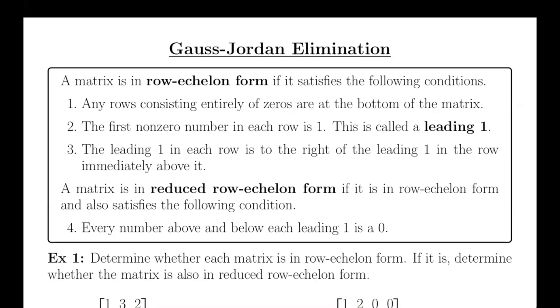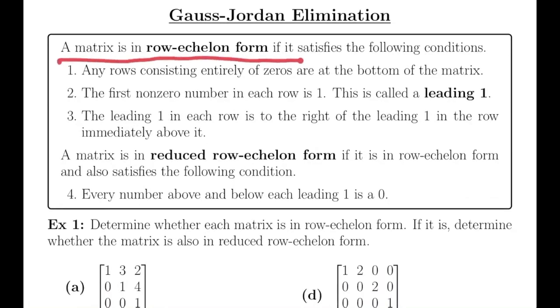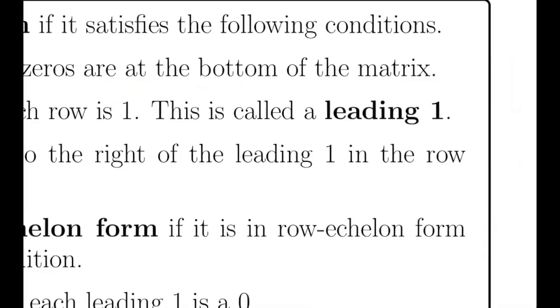Today, I'm going to talk about Gauss-Jordan elimination. But before I get into that, let's talk about what row echelon form and reduced row echelon form are. A matrix is in row echelon form if it satisfies these three conditions. The first condition is any row consisting entirely of zeros is at the bottom of the matrix. So it has to be the last row. The next condition is the first non-zero number in each row is 1. And this has a special name. It's called the leading one.